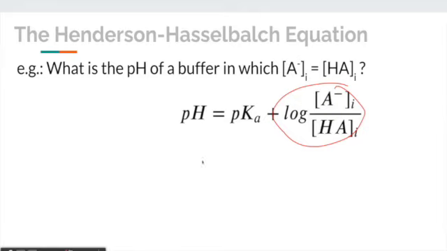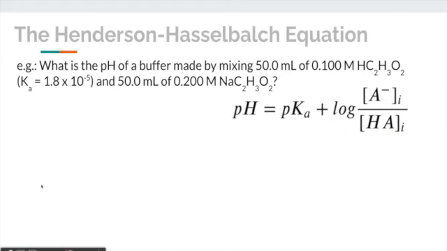So if you want to make a buffer of a certain pH, you can just go look for a weak acid that has a pKa that's approximately the same as the pH, and you're going to be pretty close. And then you can just tune it up by adjusting the ratio of base to acid in your buffer mixture. So here's a specific question.